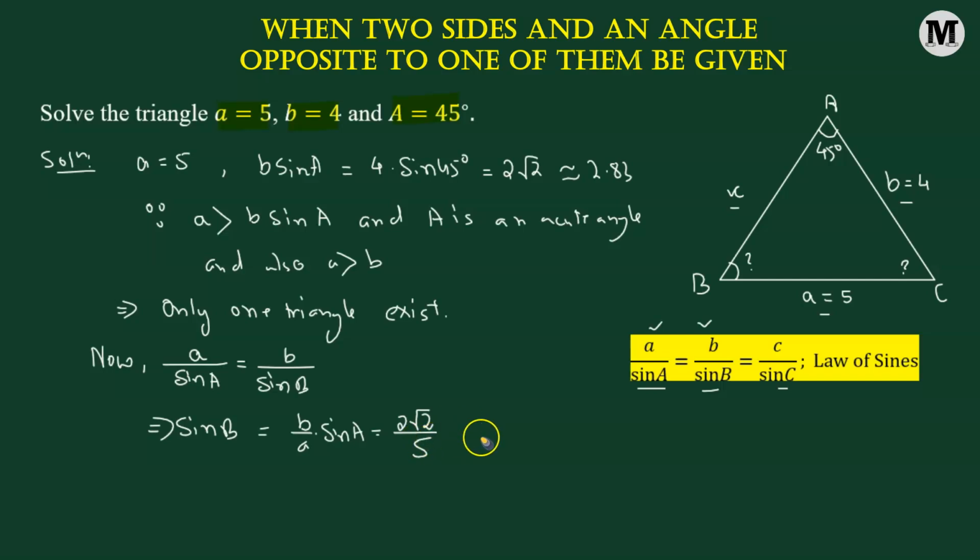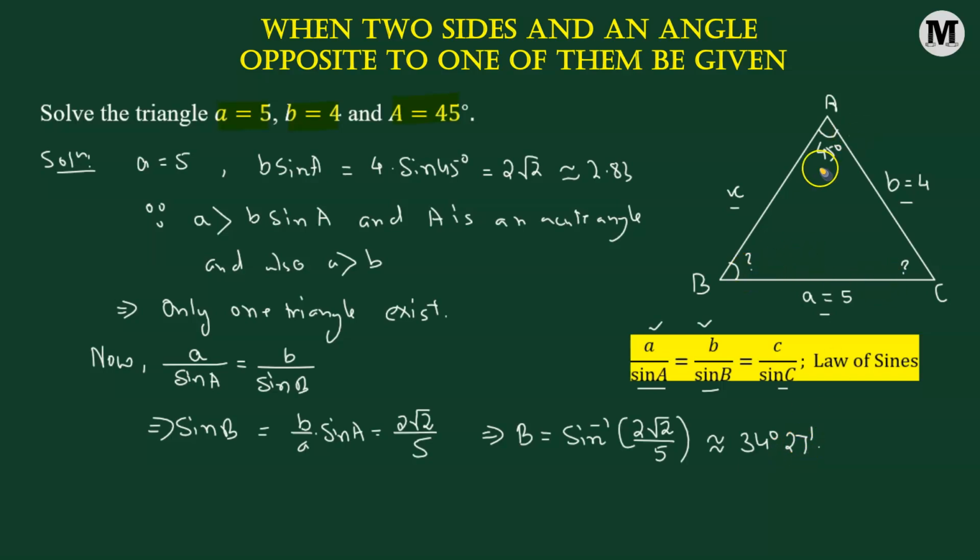But what we need here is B. We do not need sine of B. So we're going to take the inverse sine function on both sides. So B is going to be equal to the inverse sine of 2 times square root of 2 whole divided by 5. We can substitute this into a calculator, and this should give us the value 34 degrees and 27 minutes. So that is going to be the measure of the angle B. So angle B we have found as 34 degrees 27 minutes.